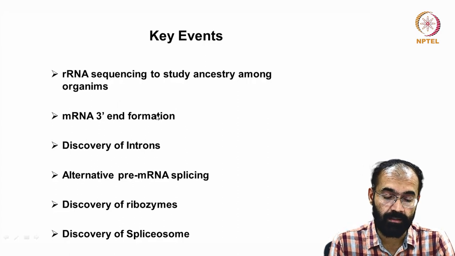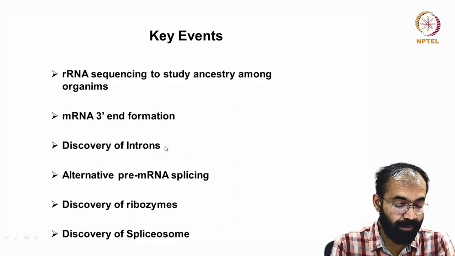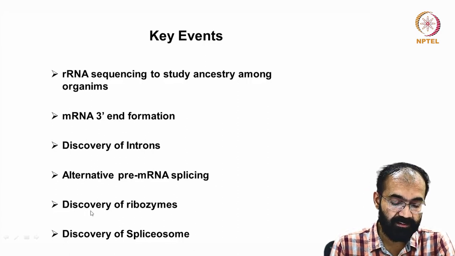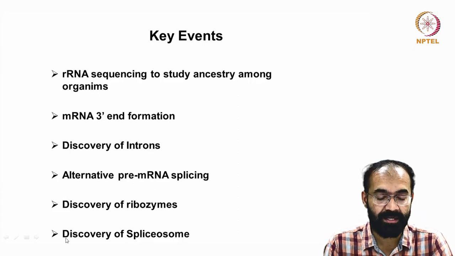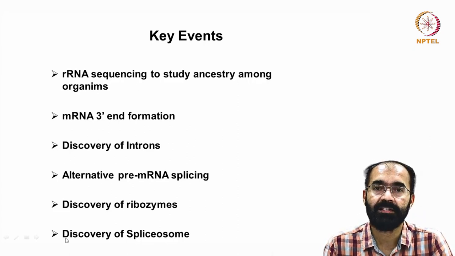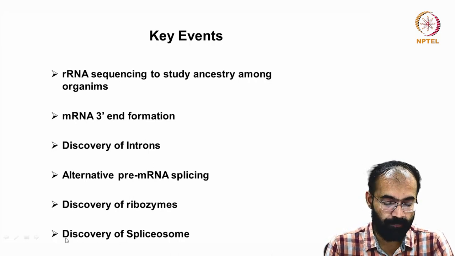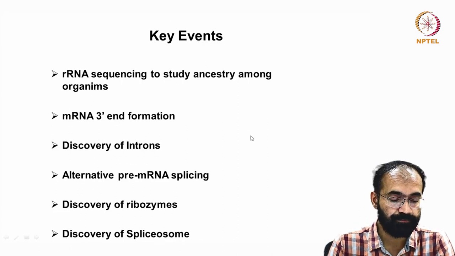Subsequent to the earlier discoveries, the discovery of introns happened, alternative pre-mRNA splicing happened, discovery of ribozymes happened, and discovery of the spliceosome happened. The spliceosome is basically a machinery that allows the maturation of the mRNA. We will see those in more detail in the coming classes.